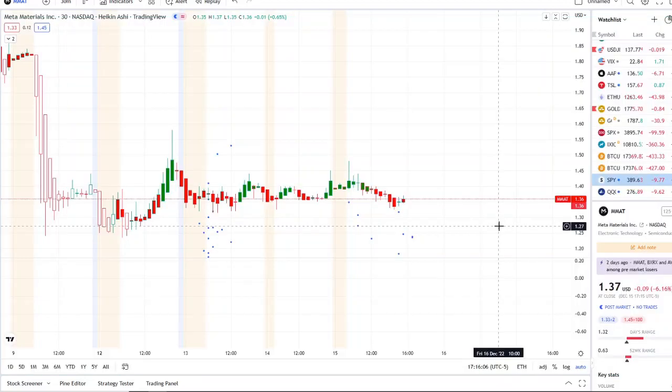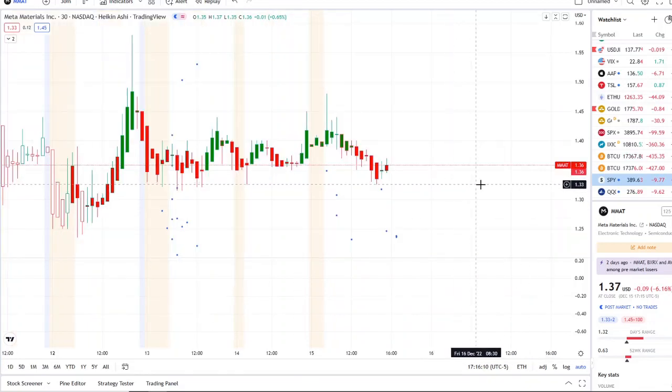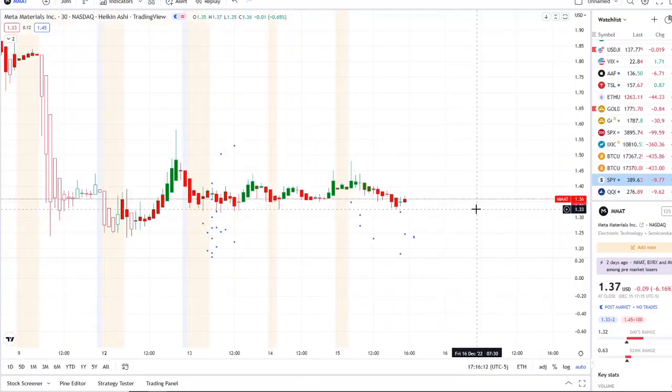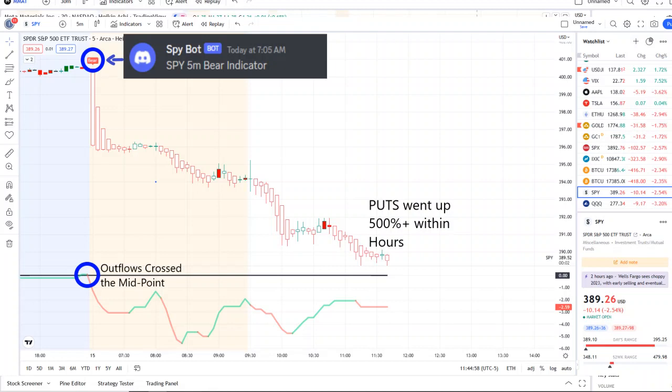Here we are with MMAT MMTLP Inc., continuing to fight in this consolidation, but slightly pulling downwards for most of the day. And it wasn't the only stock experiencing volatility. The overall market and the SPY did as well. And our SPY bot at 7:05 a.m. sent out a bear indicator. And from that moment forward, outflows crossed the midpoint to the downside.